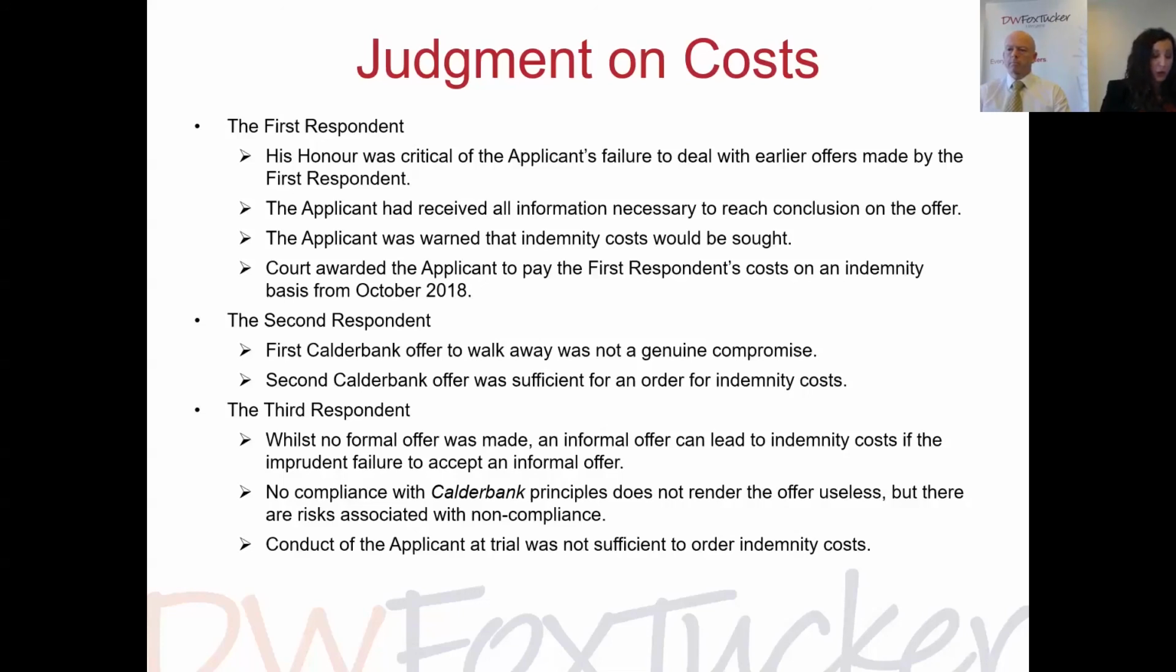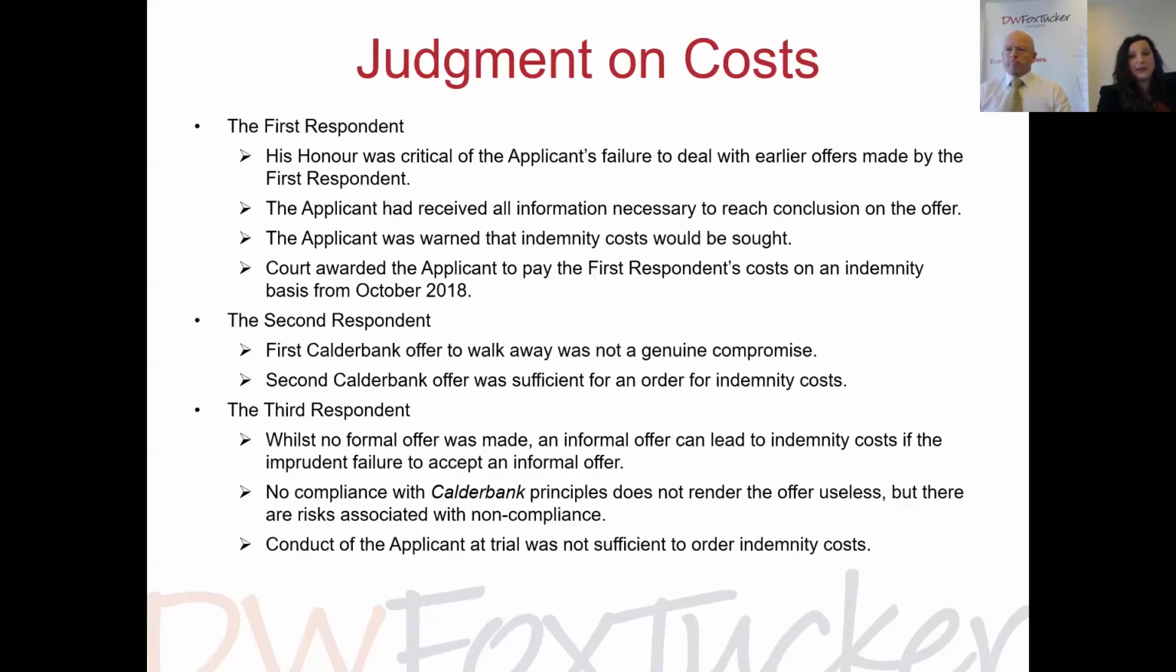In relation to the third respondent, it did not file an offer. However, a Calderbank offer was made in mid-2019. In that offer, it set out the third respondent's position as to a settlement, and it was open for 28 days. However, that offer didn't expressly state the position as to cost, and therefore His Honour determined that it was not possible for the applicant to properly consider the position in light of that exclusion.